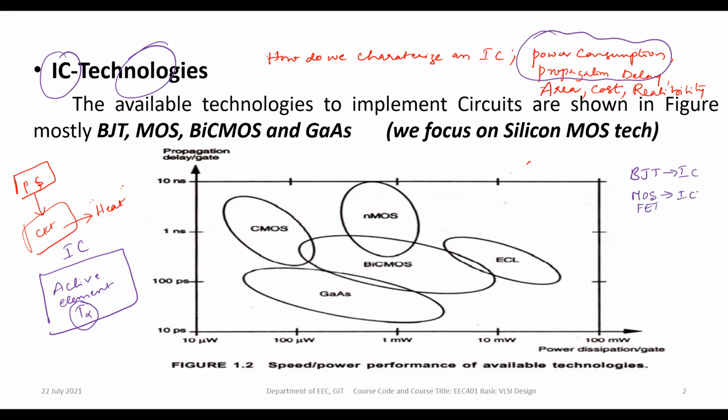If you are using MOS transistors, MOSFETs, this is called MOS technology. People will call the first a BJT technology, and this is called MOS technology. And sometimes we come across CMOS technology. The MOS field effect transistors come in 3 flavors: NMOS, PMOS, and CMOS. So you may be using NMOS technology, PMOS technology, or CMOS technology.